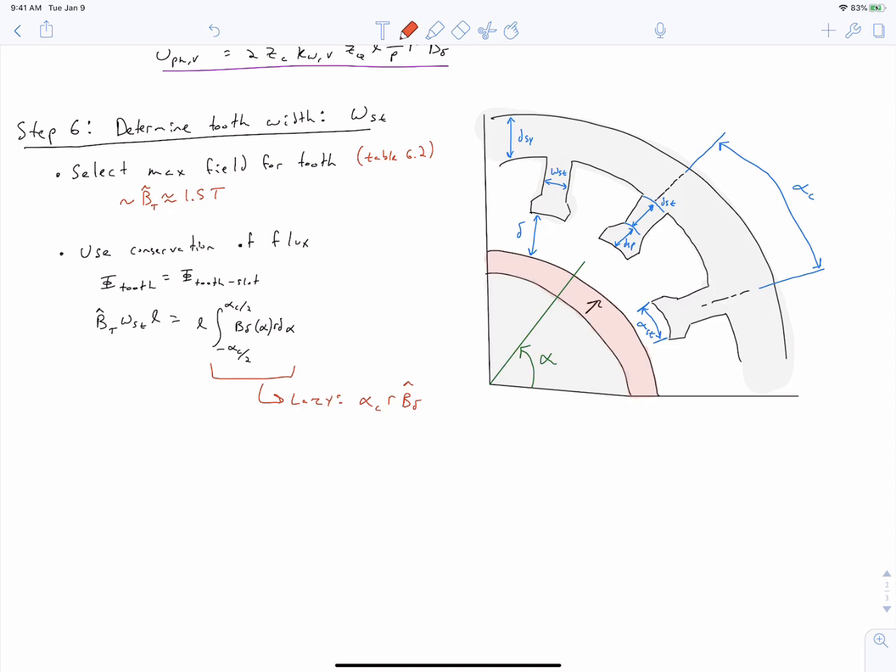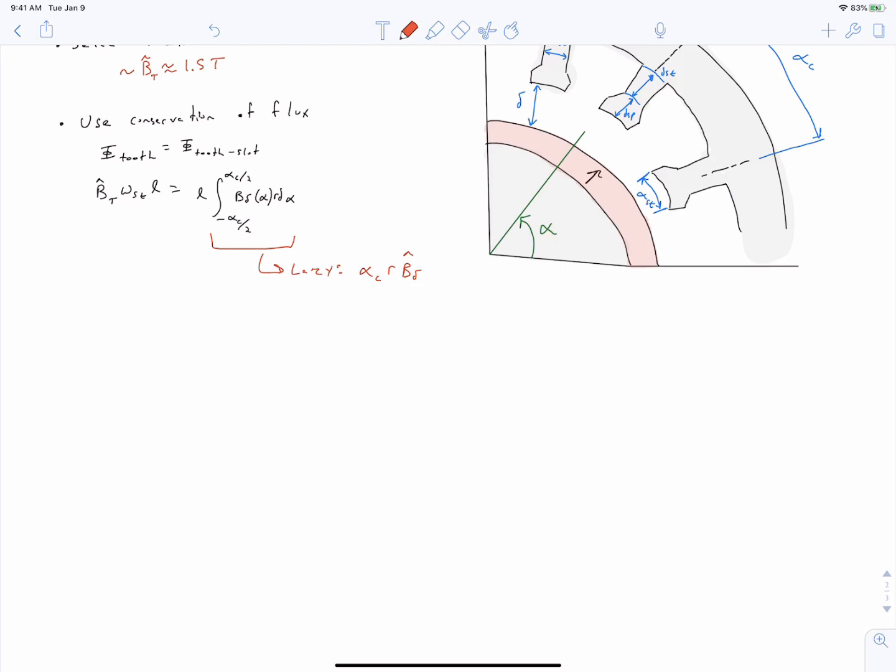Whether that's valid or not depends on how many slots you have in your machine and how much harmonic content you have in your field. If your air gap field is a constant value, if it's a square trapezoidal profile, then this might be pretty accurate. If it's a purely sinusoidal profile and you have very few slots, if it's a fractional slot concentrated winding, you may need to be careful about using this, and you might want to explicitly evaluate that integral. So if we take this lazy approach, we're then going to solve for WST, and we find the following expression. And you can remember that alpha c is just equal to 2 pi divided by our number of slots.